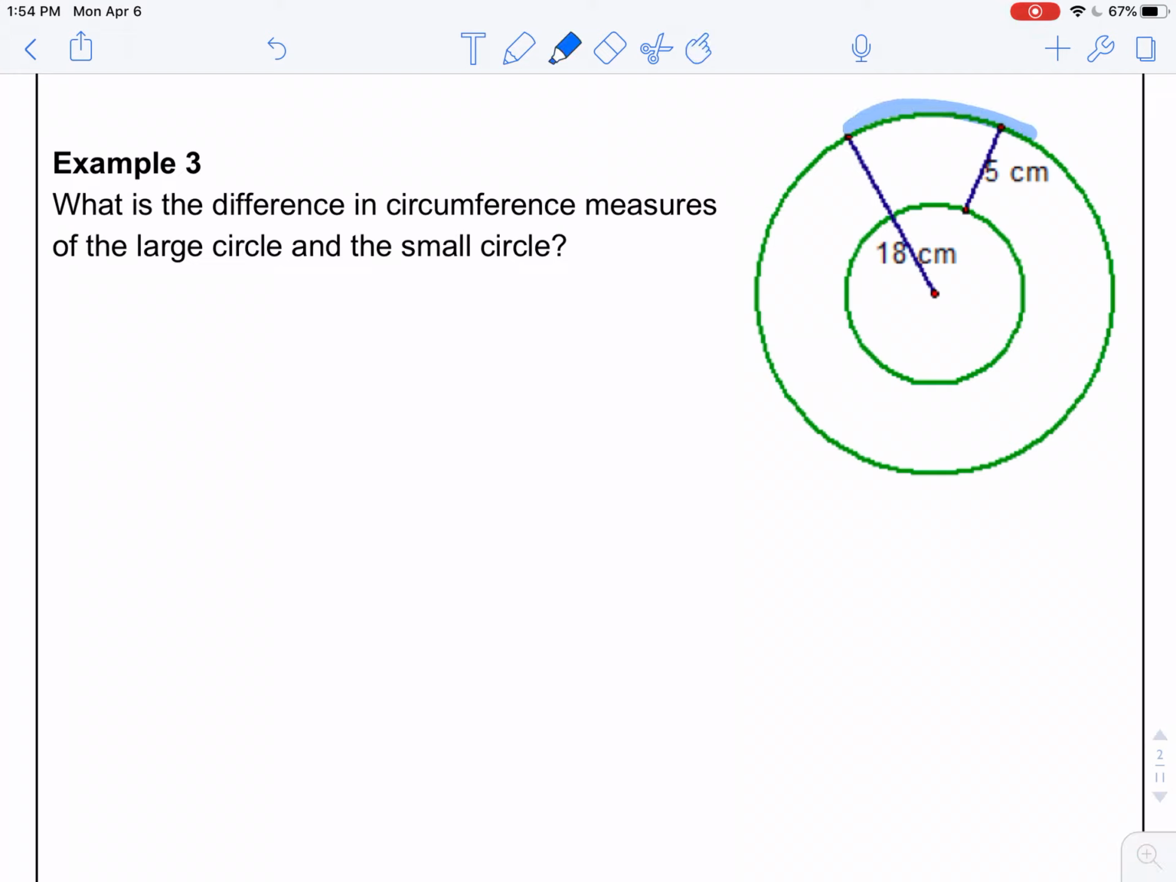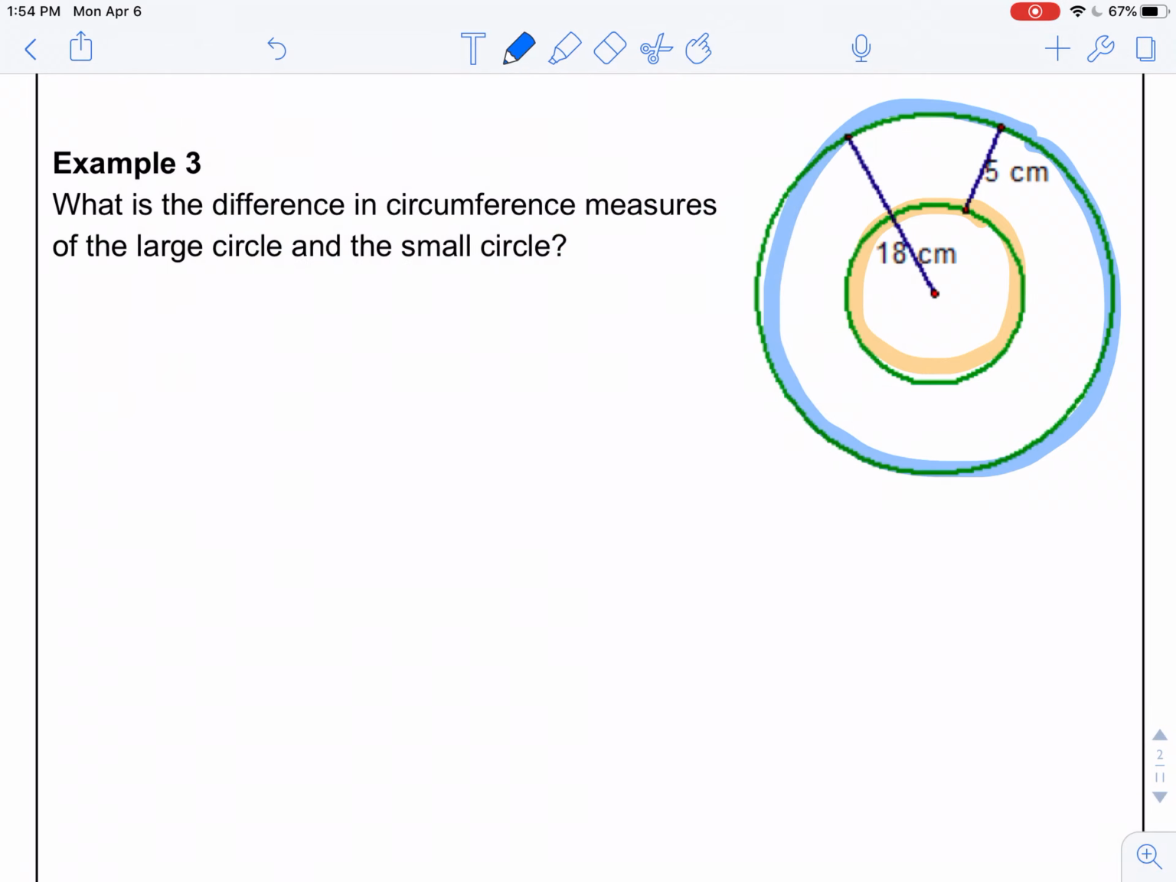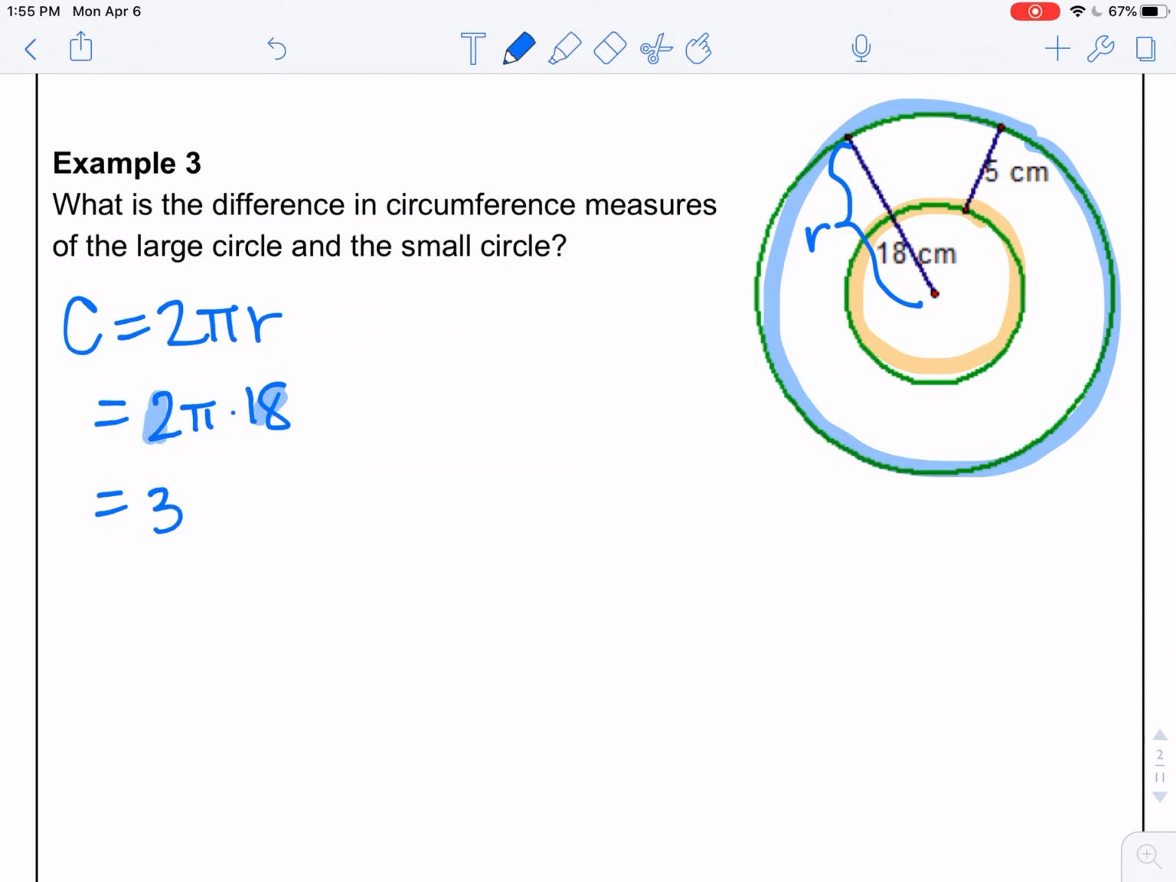So essentially, we want to find the circumference of the big guy, find the circumference of the small guy, and subtract. So, if we deal with the big one first, I notice with that big circle, we have this piece, 18 centimeters, and that is my radius. So I'm going to think C equals 2 pi r. So 2 times pi times 18. And I'm going to do this as an exact answer for right now. And I'm going to take 2 times 18, multiply those together, I get 36 pi as my exact answer.